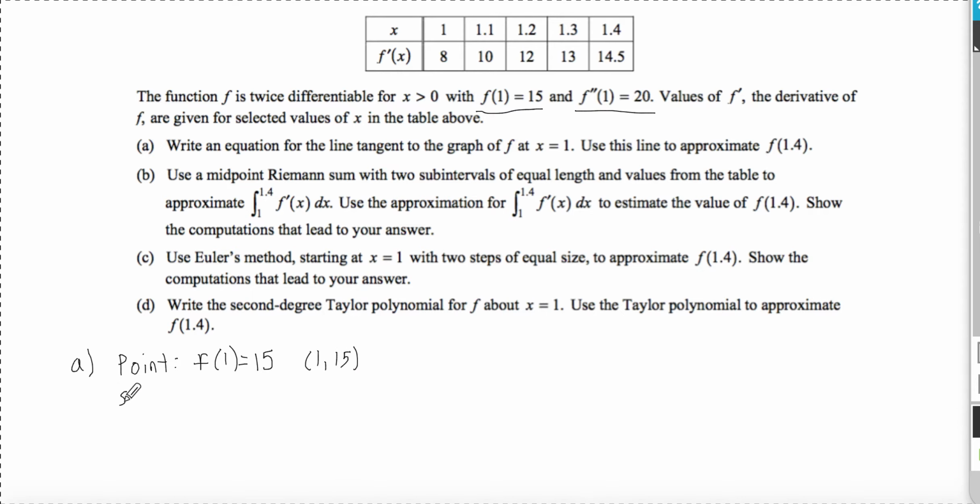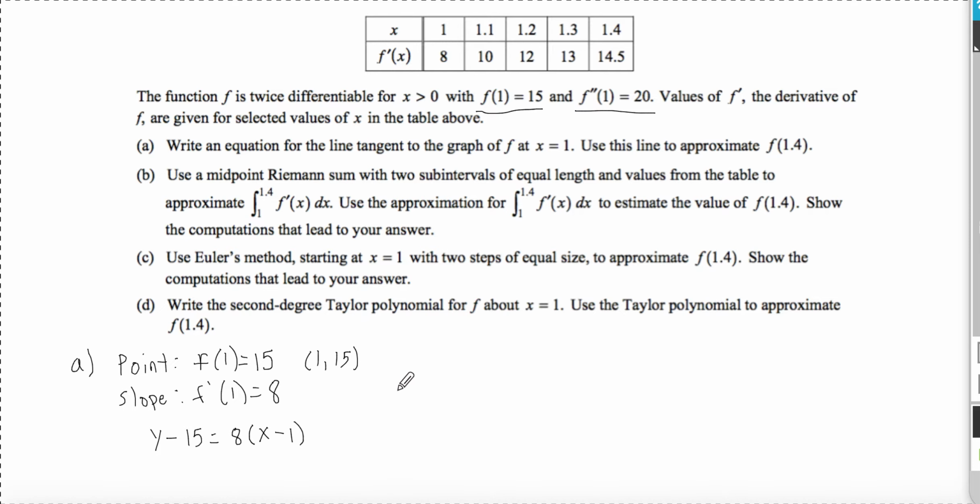We also need our slope at 1. So we need f prime at 1. f prime at 1 looks like it is 8. That's up in our table, right? So that means our point-slope form is y minus 15 equals m, that's 8, times x minus x1. So there is our tangent line approximation.